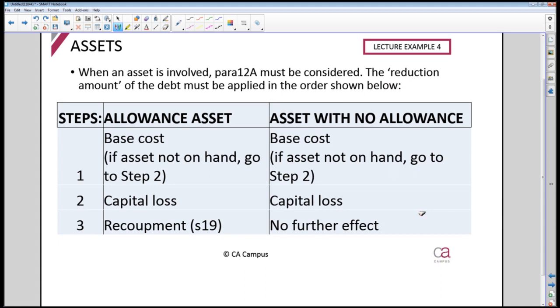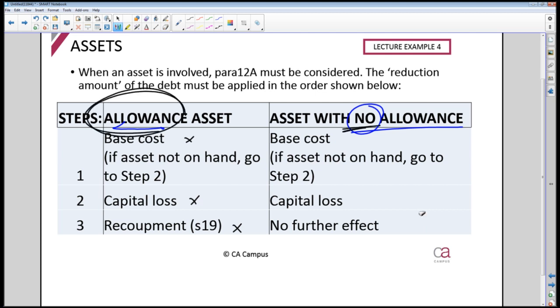Okay, and then, guys, the assets. This is how it works. This is the simplest way of seeing it. We get two types of assets. We get allowance assets, and we get assets with no allowance. So, these are the steps that we follow. If the asset has an allowance, we will first reduce the base cost by the debt reduction amount. If there's anything left or there is no base cost, then we reduce any capital losses that the company has. And if we've reduced the capital loss and there's still something left, the rest is a recoupment in terms of section 19, because there were allowances granted on it.